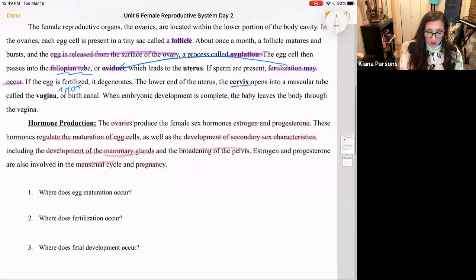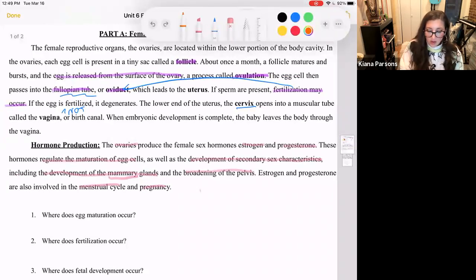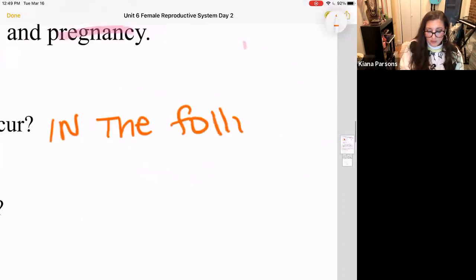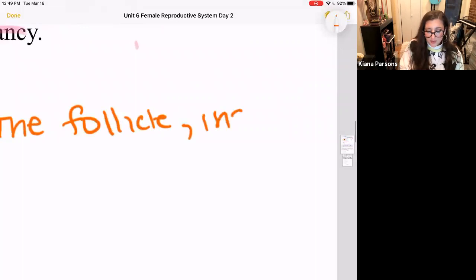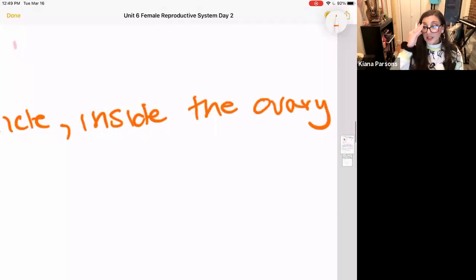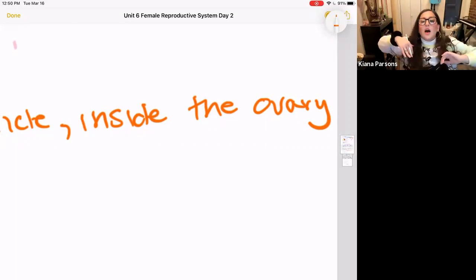Where does egg maturation occur? So let's go back to the passage. The follicle matures and bursts. Each egg cell is present in a tiny sac called a follicle, and that is where the egg maturation occurs, in the follicle, which is inside the ovary. And each month, remember we have a right and left ovary, one of the ovaries releases an egg, and it doesn't alternate like one month left, one month right. It could be three months left, four months right, or it could be right forever and ever and ever.